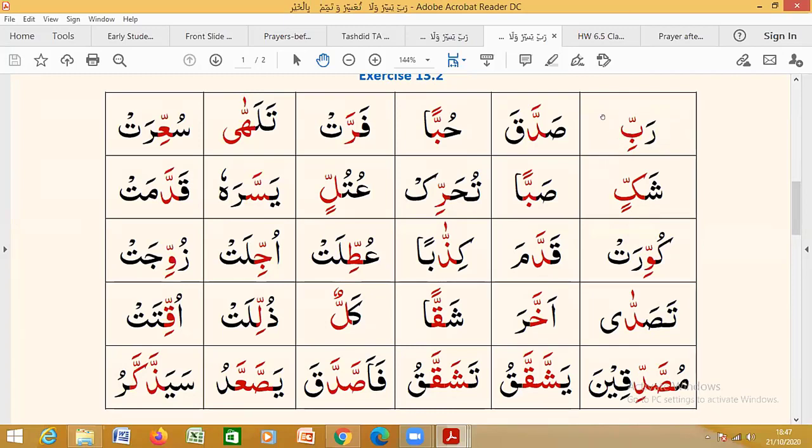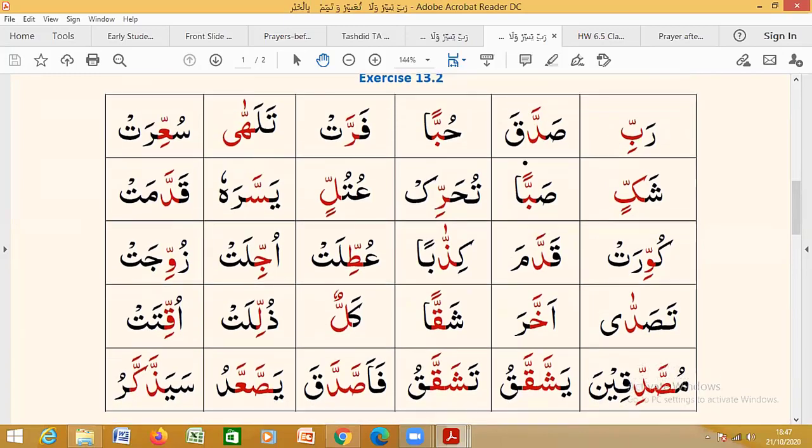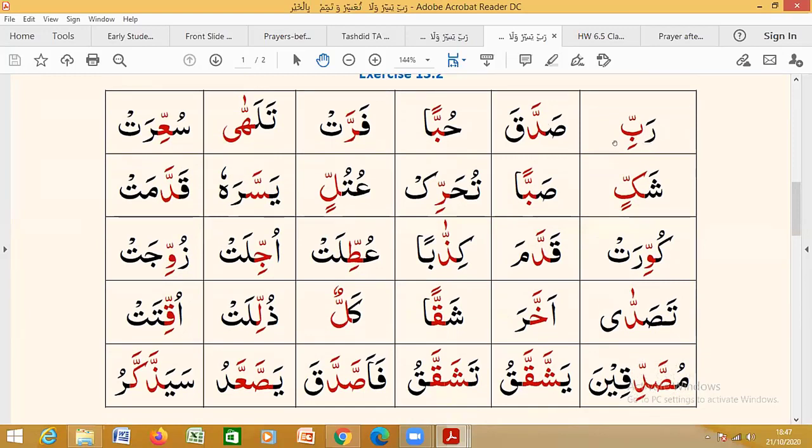So let's start from here. We're going to, this is exercise 13.2. So we're going to start from here, and I want you to please tell me how would you pronounce this? Okay, so the first letter is ra. Okay, Rabbi. Okay, Rabbi. Perfect. Well done.